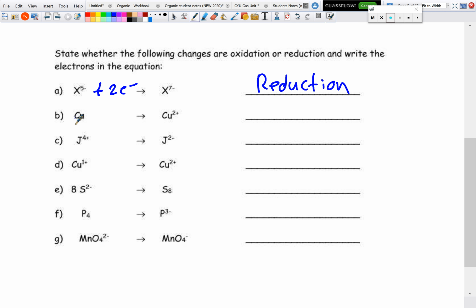All right, so we have a bunch of other examples here: B, C, D, E, F, and G. I want you to pause the video and see if you can give them a go. If not, when you come back, I'm going to go over B and then fill in all the answers for C, D, E, F, and G.